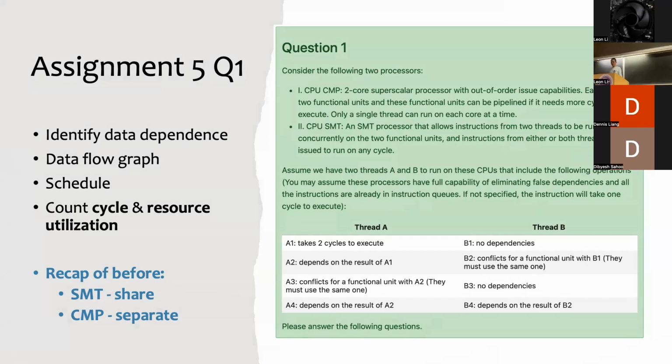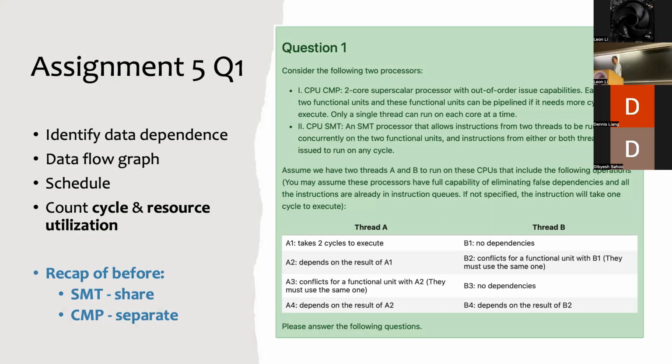So in this question, we give you 2 programs. We call them 2 threads, but really there are 2 programs. To put them on a multi-core processor, you just treat them separately. Each of them will go to one processor or one core. Therefore, you draw the regular data dependency graph and do the regular schedule. Nothing special. They work independently.